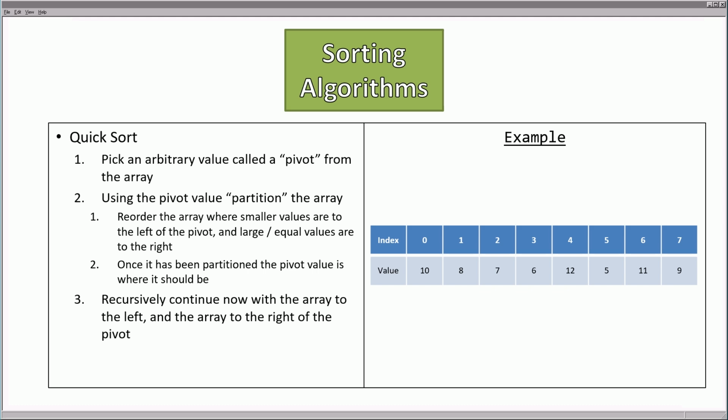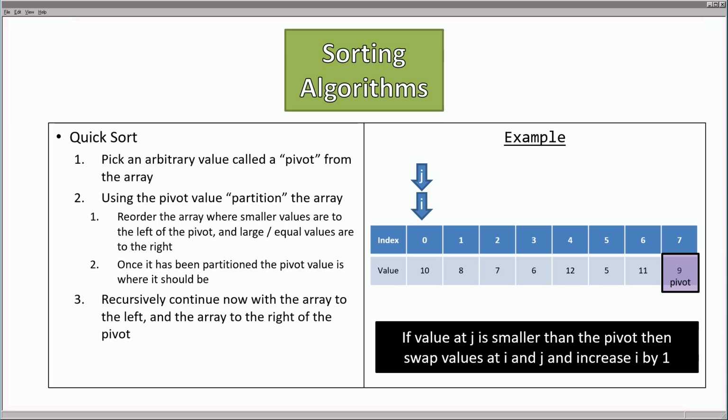Let's see an example of how this works. So let's say, for example, we're always picking the last element as our pivot. And remember, this isn't the index, this is the value that we're looking at, so we're looking at the value 9 as our pivot. Now, over to the side, we have two indices, i and j. So the idea is if the value at index j is smaller than the pivot, then we swap the values at i and j and then increase i by 1.